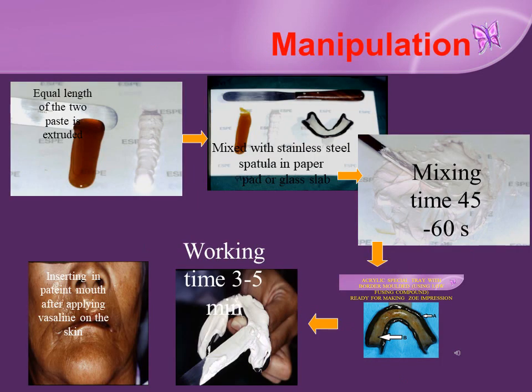Manipulation: equal length of two pastes is extruded, mixed with a stainless steel spatula on a paper pad or glass slab. Mixing time is 45 to 60 seconds. Acrylic special tray with border molded, using low fusing compound, ready for making the zinc oxide eugenol impression. Working time is between 3 to 5 minutes. Inserting in the patient's mouth after applying Vaseline on the skin.